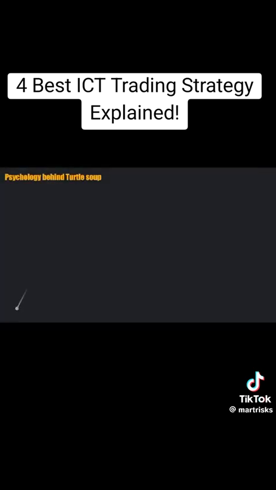The psychology behind this setup is simple. Imagine the market is in a clear uptrend. If smart money wants to buy this asset, they need sellers in the market. In other words, they need liquidity. But where does liquidity exist?